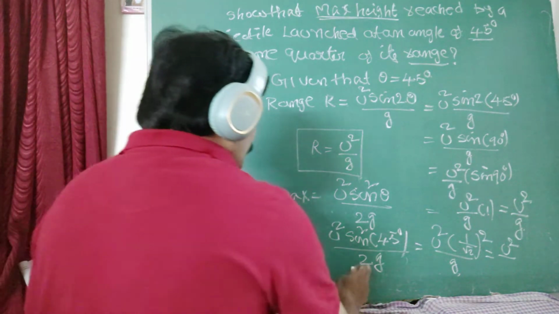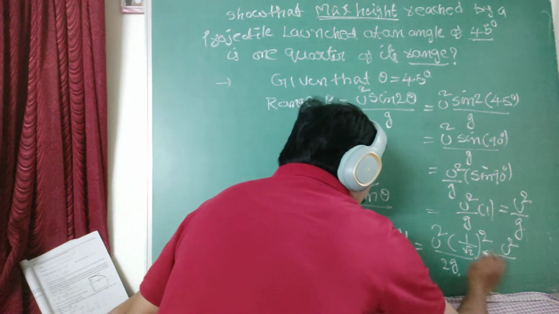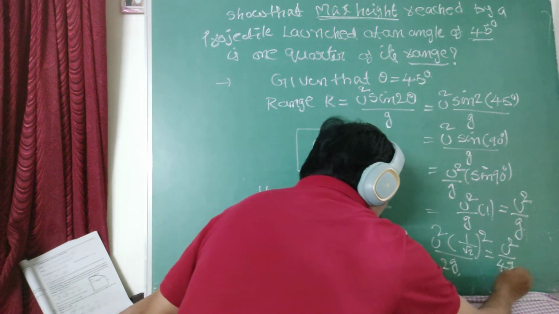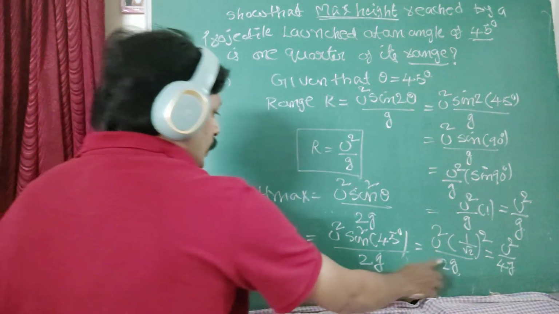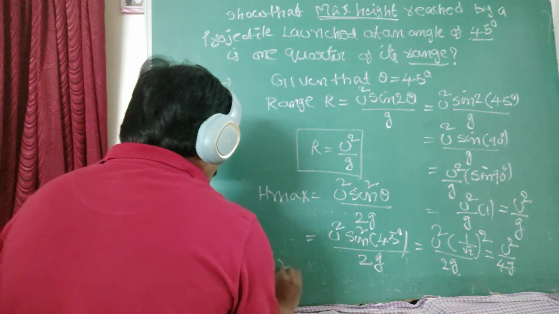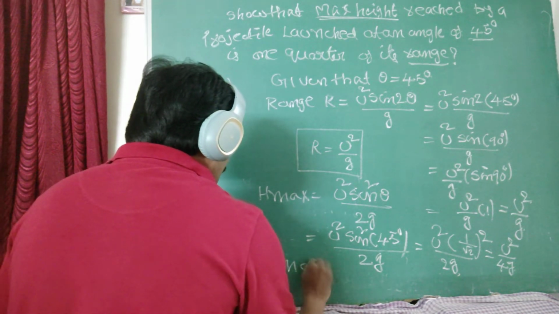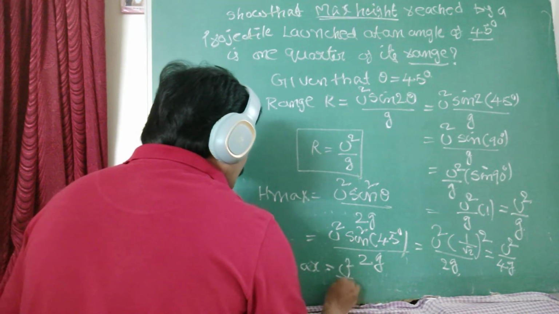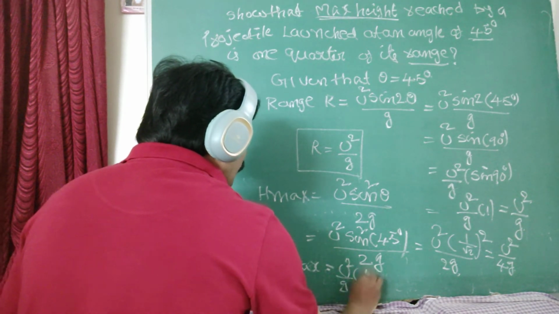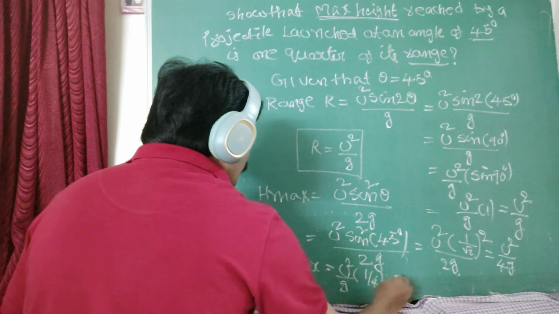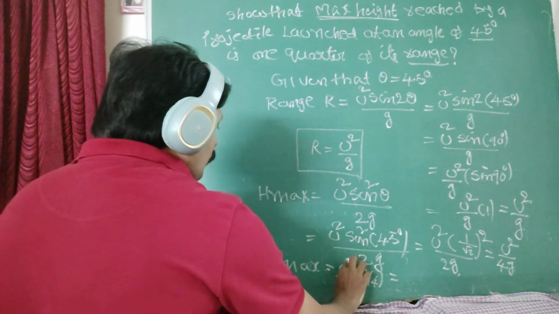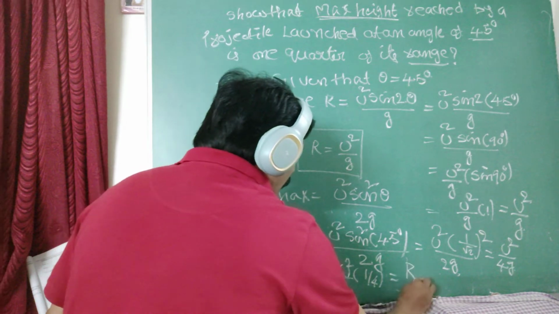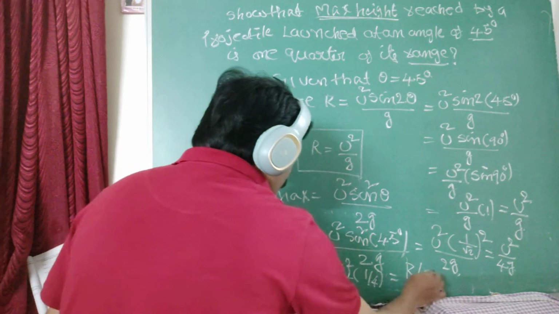Now, what is the value in the denominator? Is 2G there. That means 1 by 2 into 2. What will come now? 4G. Back to the step now. Therefore, H maximum equals U square by G into 1 by 4. U square by G we already know. What is that? R. That means R divided by 4.